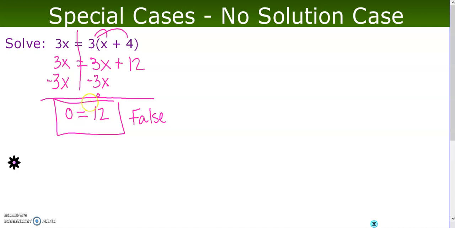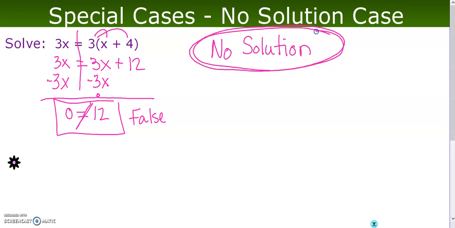That's not true. Let me put a little slash through that equal sign. So if that happens, my variables disappear. That means I have no solution. And that's my final answer. That's what you would select. That's what you would type in. That's what you would select if it was multiple choice. No solution.